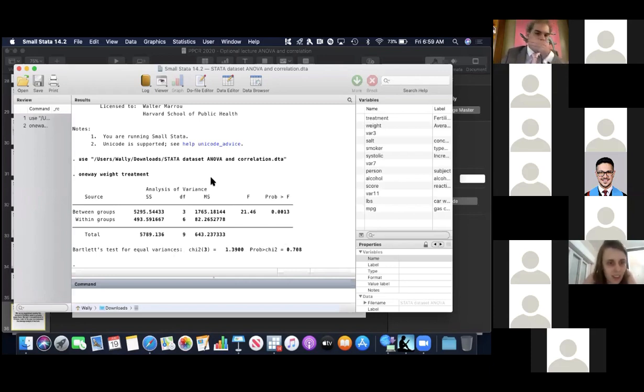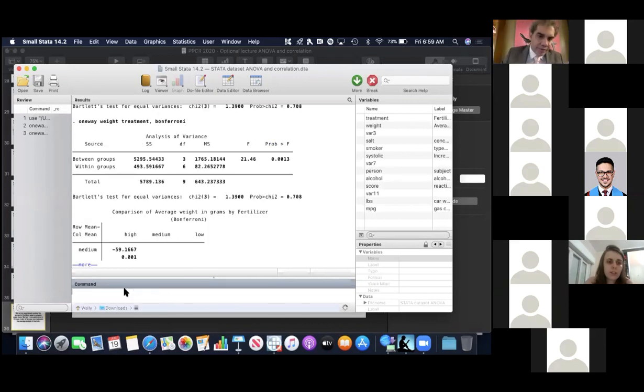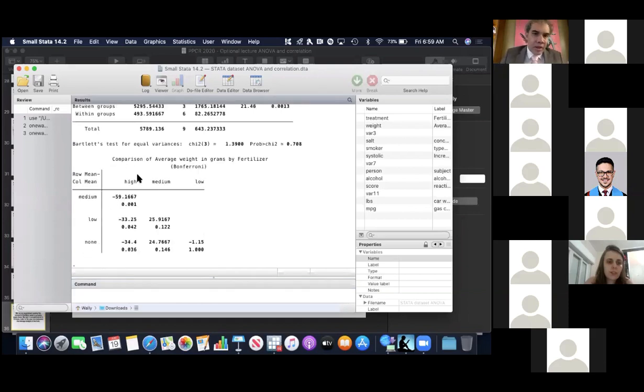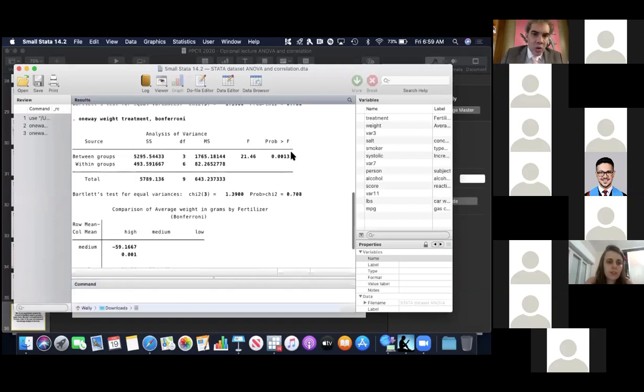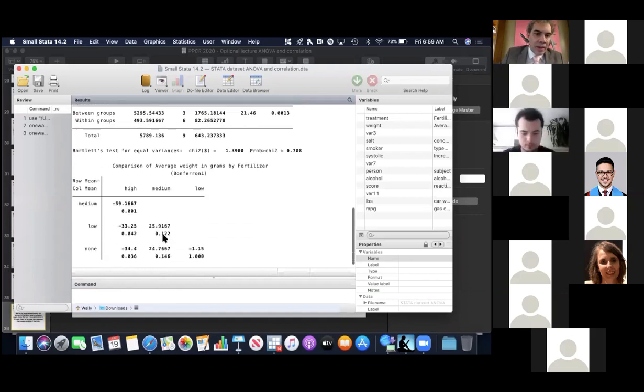So here in the one-way ANOVA, you can see that my p-value is 0.0013. So here you see that one group is different from the others, but which one? I don't know. So what should I do? A Bonferroni. I'll do my command once again: weight, treatment, comma, put Bonferroni. It's really easy. And I have here this is my one-way STATA table, and here's my Bonferroni.